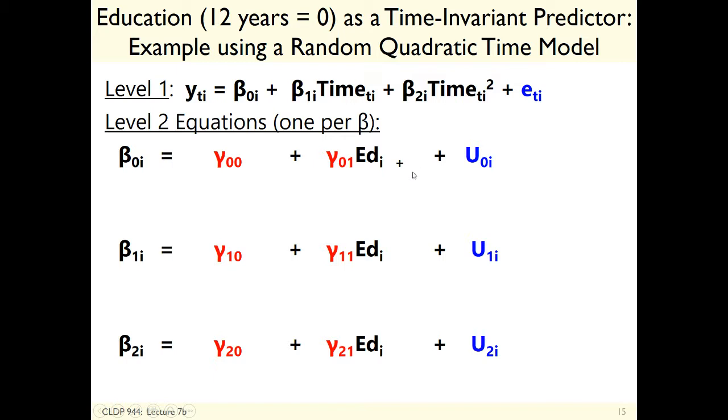0, 2. And another one? 0, 3. How about if I wanted to do one here? If I wanted a second predictor of beta 1? 1, 2. And the second predictor of beta 2? 2, 2. That's what they mean.